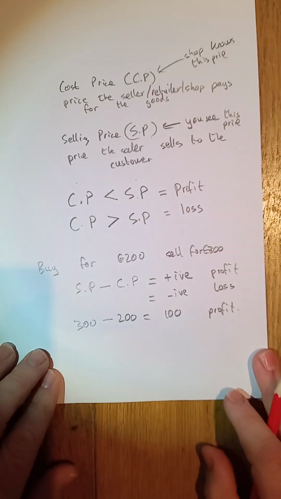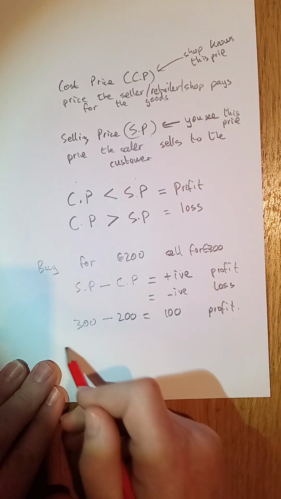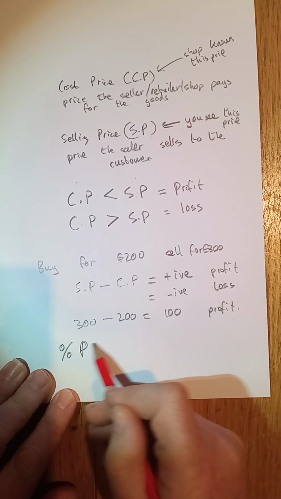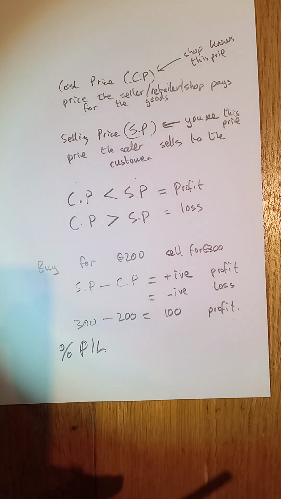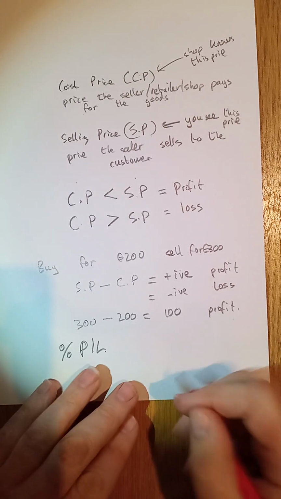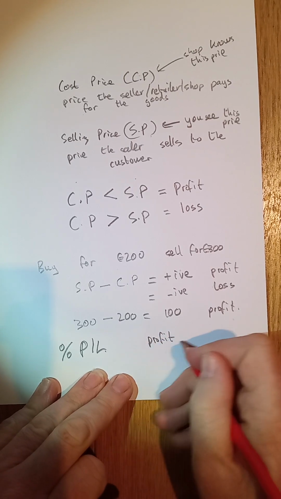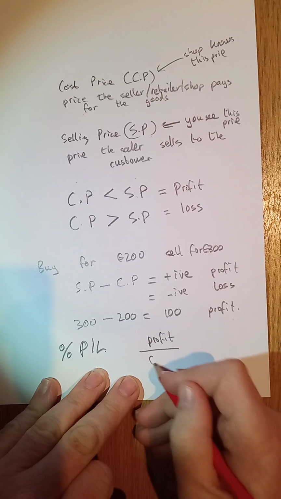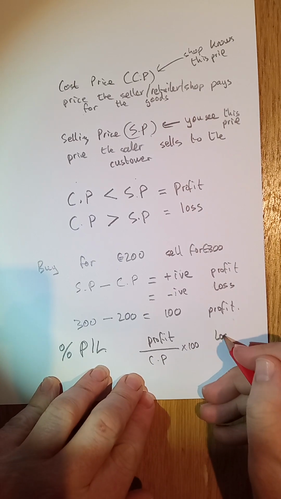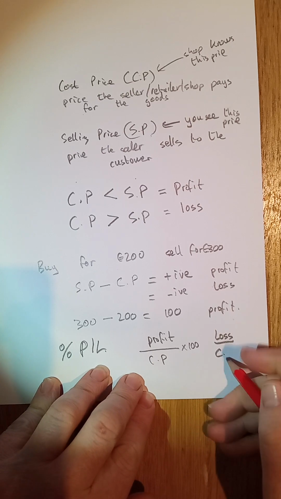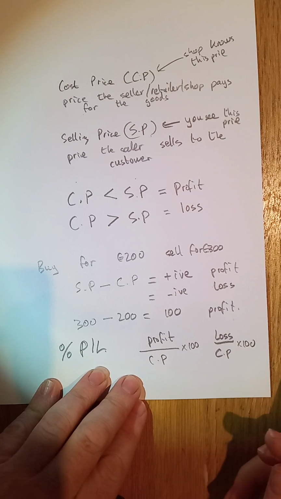Okay? So that's how simple it is. You made a profit. Now, if you want to work out the percentage profit or loss, in other words, what percentage is that profit or loss compared to what you bought it for? Well, then you just take your profit divided by your cost price and multiply it by 100 to get a percentage. The same with your loss. So always over your cost price and multiply it by 100. Okay, and that will give you your percentage profit or loss.